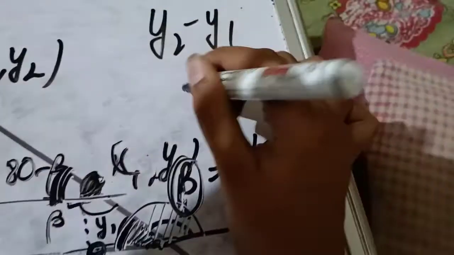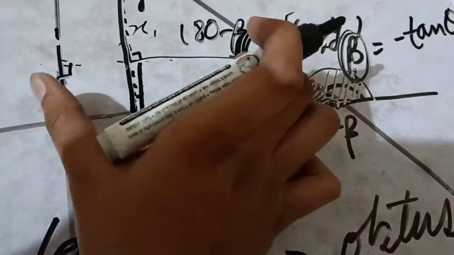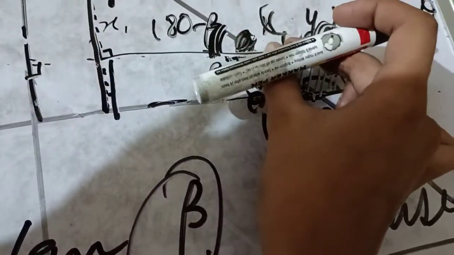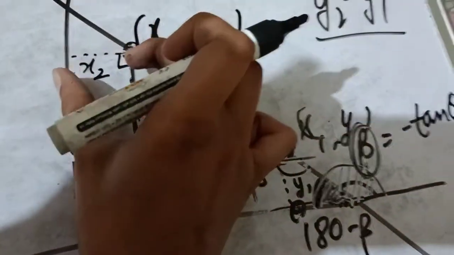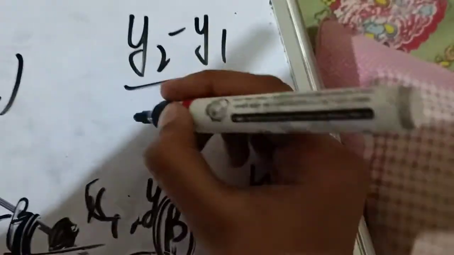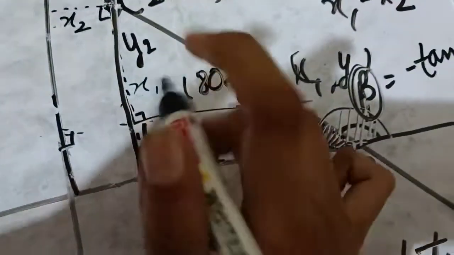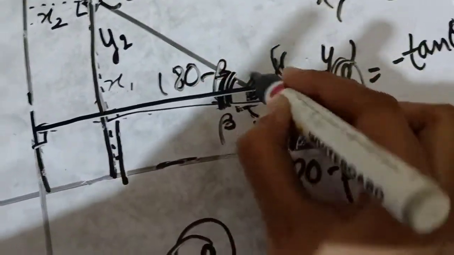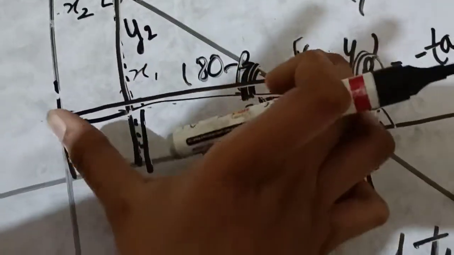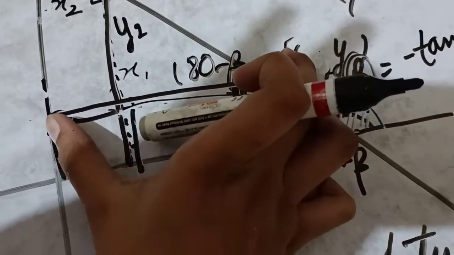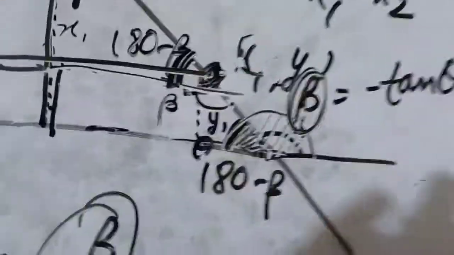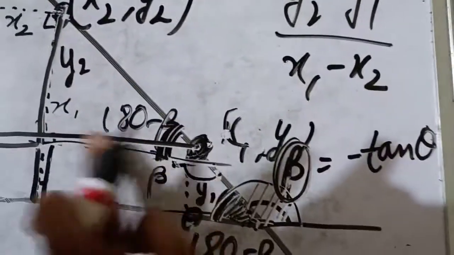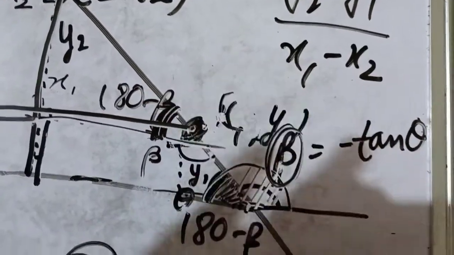When this is divided by the whole distance, which is x1 minus x2, x1 minus x2 is equal to this distance. This is our x1, this is our x2. When you subtract this x2 from this x1, you get this line. This will be the adjacent side to this angle.